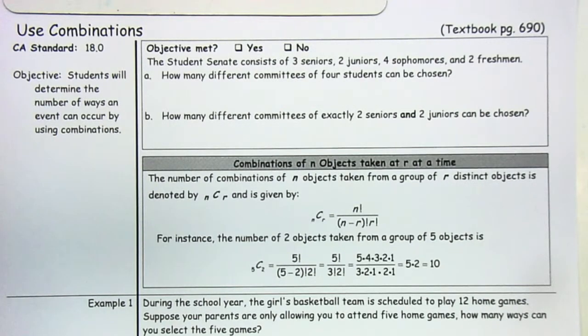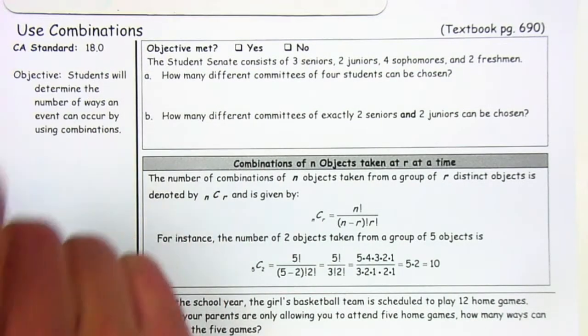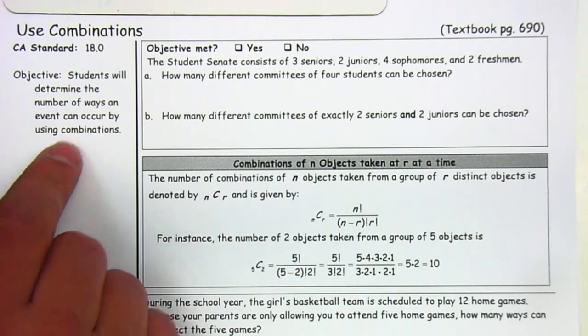Good morning. Today we are going to be dealing with combinations. We're going to use combinations to determine the number of ways an event can occur.